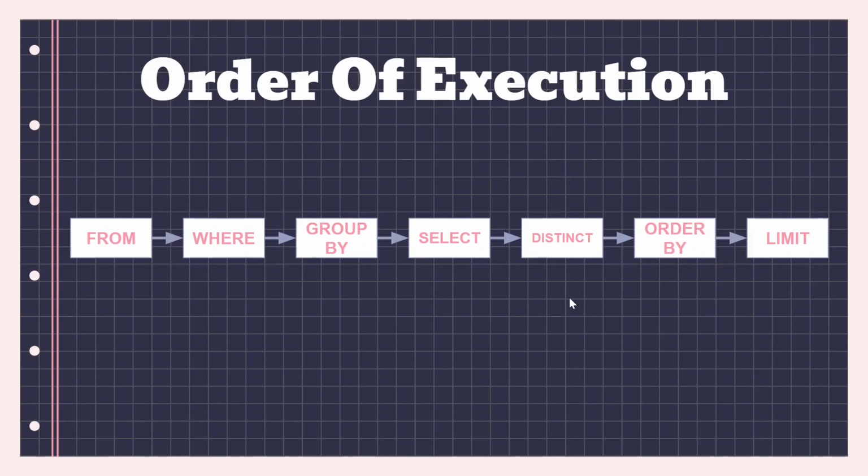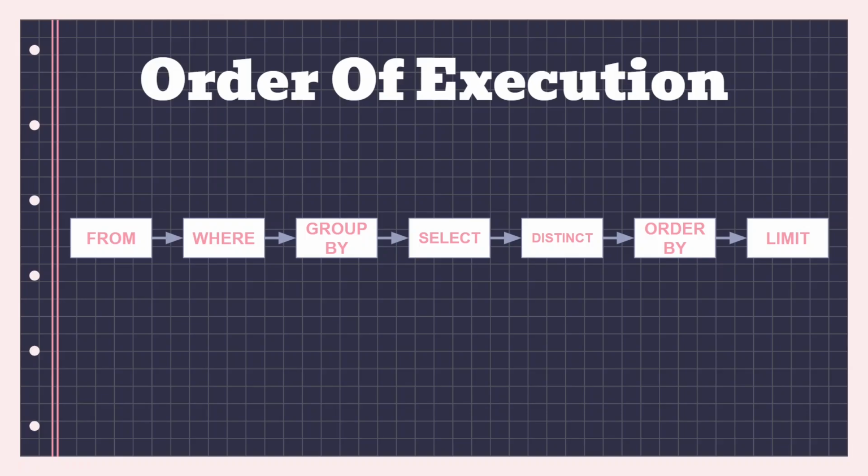So you cannot use order by before group by. Group by comes first, you apply whatever aggregate methods you want on the grouped values, and then finally you order by something. So it goes from where, group by, select, distinct, order by, and then finally we have the limit. And after limit you have offset, right? You can do offset after the limit.